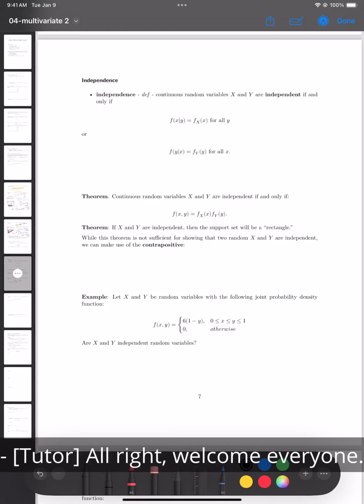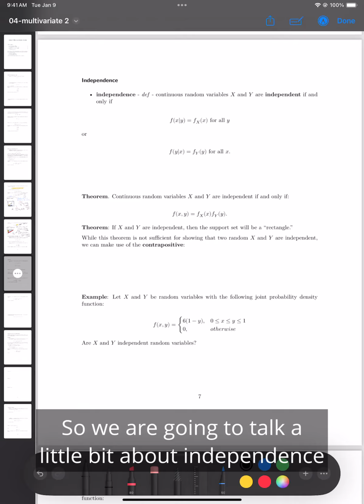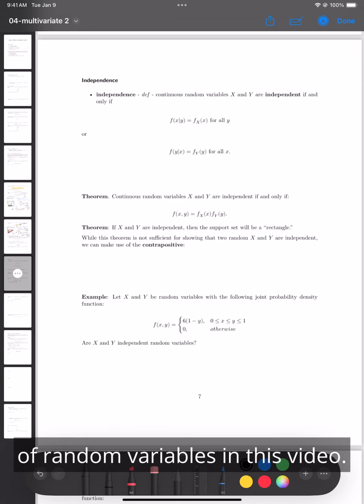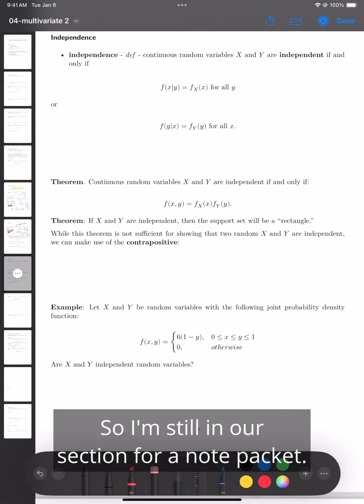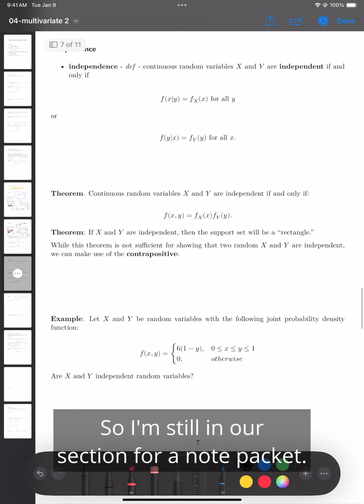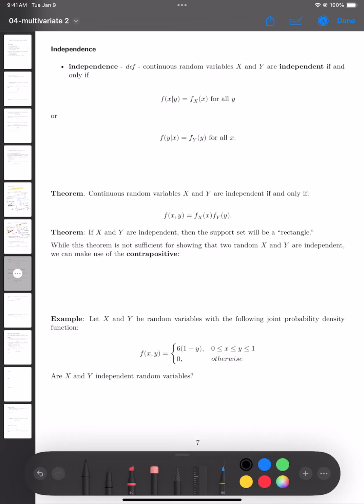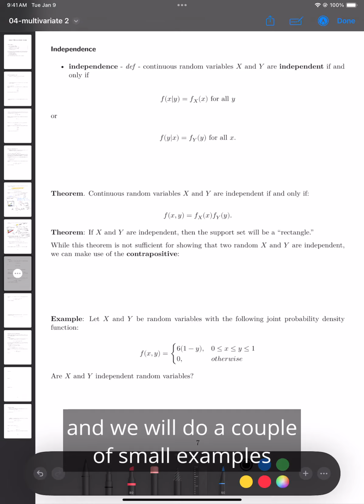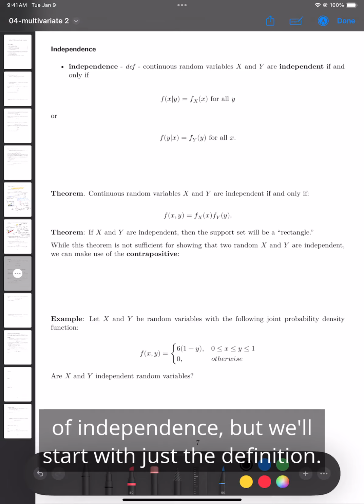All right, welcome everyone. We are going to talk a little bit about independence of random variables in this video. So I'm still in our section 4 note packet, on page 7 now. We will do a couple of small examples of independence, but we'll start with just the definition.